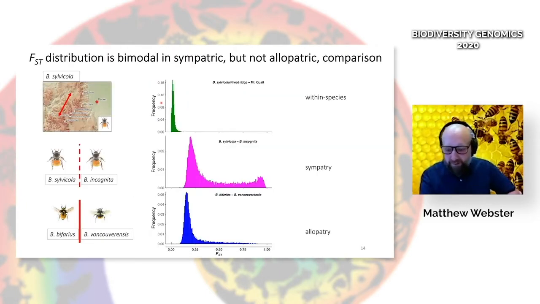However, we also observe differences between patterns of divergence in sympatry and allopatry. Firstly, it's clear that the distribution of FST in sympatry is bimodal. And this indicates a distinct class of highly divergent regions that could potentially be regions that are resistant to gene flow. And that's not seen in the other comparisons that we made here.